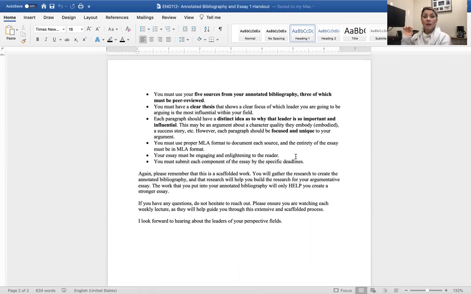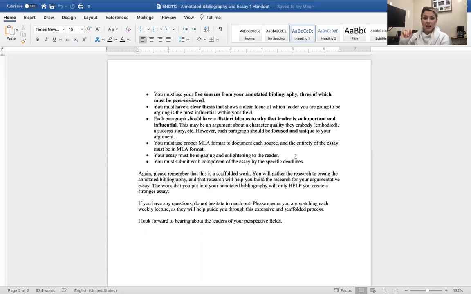Each paragraph should have a distinct idea, or what we call a topic sentence, as to why that leader is so important and influential. This may be an argument about a character quality they embody, a success story that they have, etc. Each paragraph should be focused and unique to your argument. You must use proper MLA format to document each source, and the entirety of the essay must be in MLA format. Your essay must be engaging and enlightening to the reader, and you must submit each component of that essay by specific deadlines.